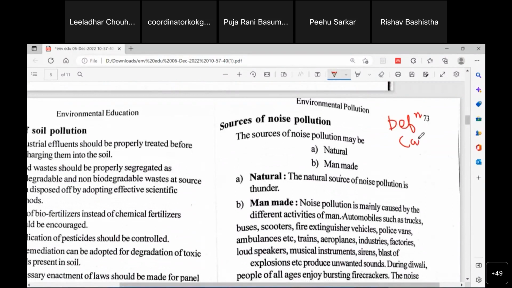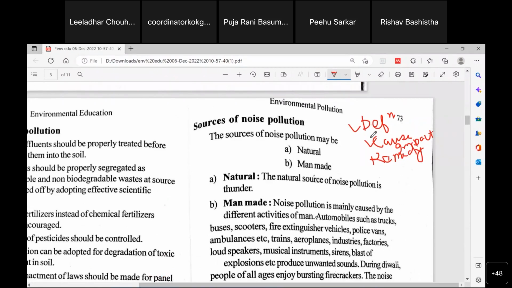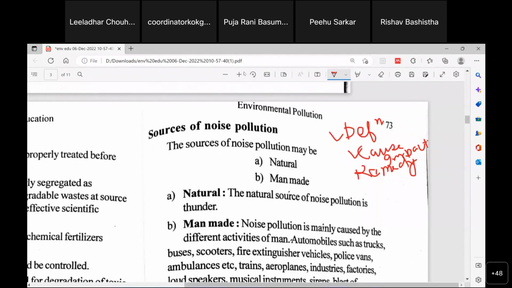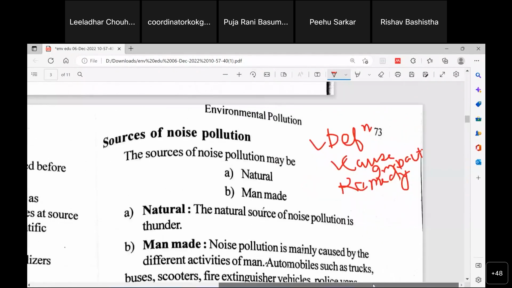So for any pollution, when you learn, not only noise pollution, you remember to learn the definition. Then you should learn the cause. What causes that? Then you should at least know the remedy. How can you improve the scenario? Definition, cause, then also you should know the impact of that pollution. So these things students should know. He should also know the sources, definition, what causes that, the sources, then impact and remedial measures.